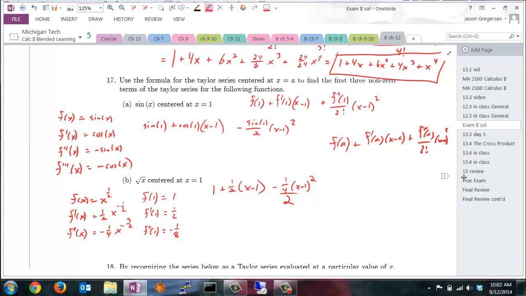So vectors is this last week, so it will be a smaller piece of the final than the other bigger pieces. And we spent much more time on integration, for instance. So there will likely be more integration questions than vector questions, at least more points allotted for that.